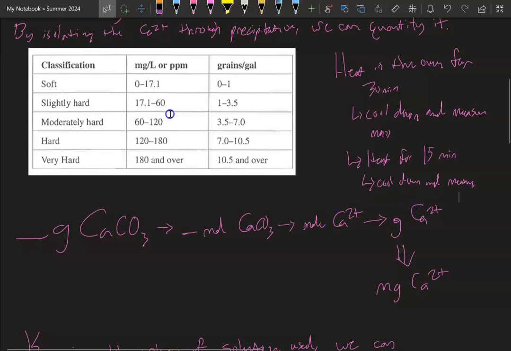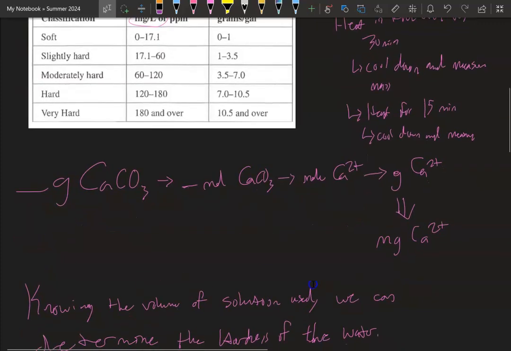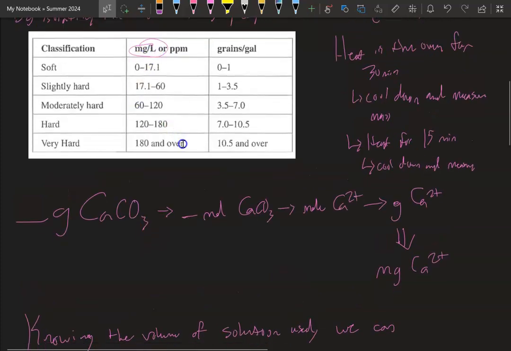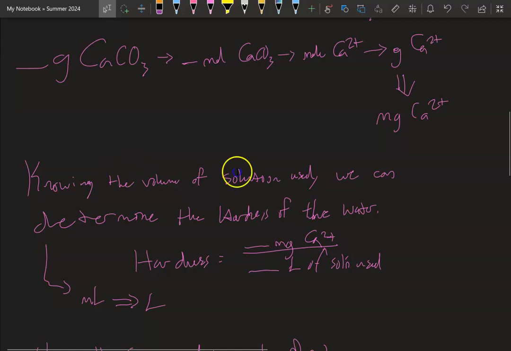Now, paying attention to the table here, we're going to notice that we want our units in milligrams per liter. So the first thing you do to get the hardness is convert grams into milligrams. That's the first part. The second part is this volume, this liters that's in the denominator here. So knowing the volume of solution used, we can determine the hardness of the water.